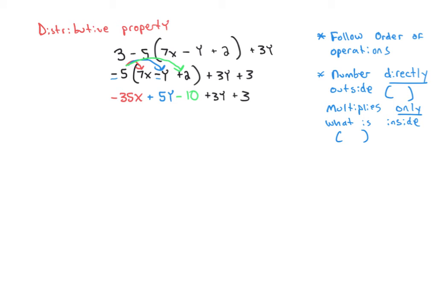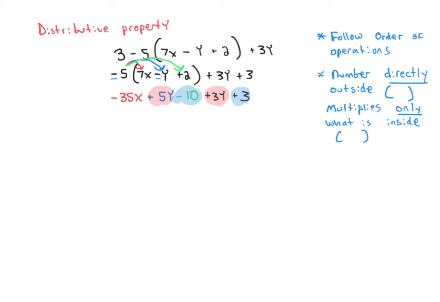And now I can combine like terms. Right, I only have one x term here, but I have two y terms. I have that +5y and a +3y. And then I have two constants. I have, let me get my highlighter out, I have a -10 and a +3.